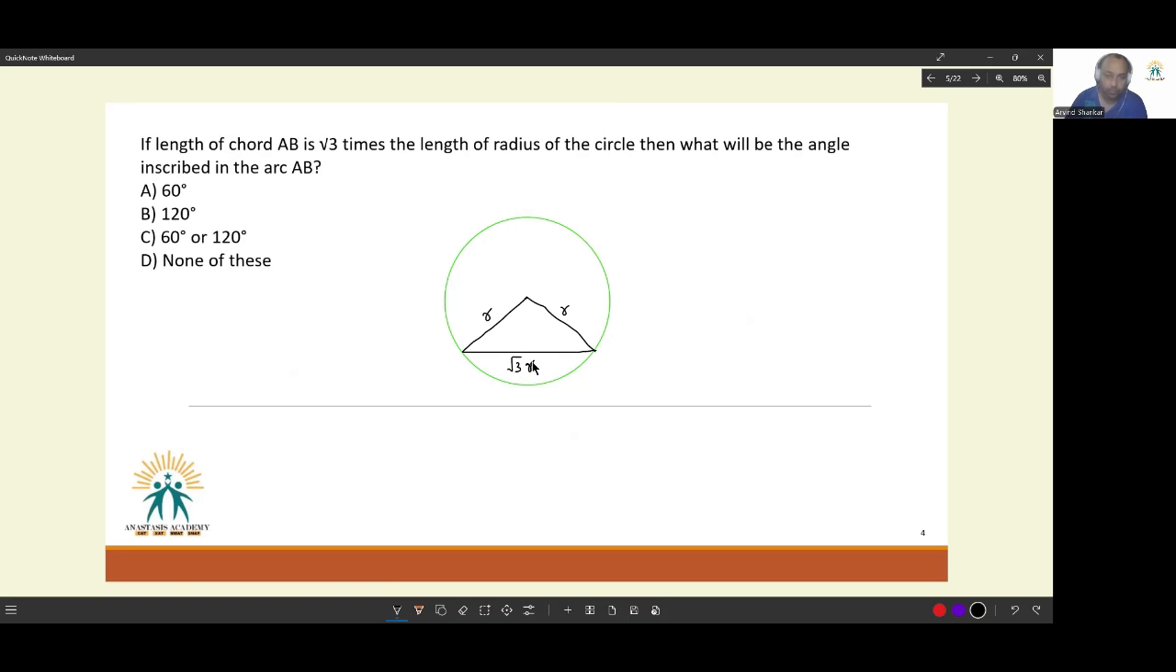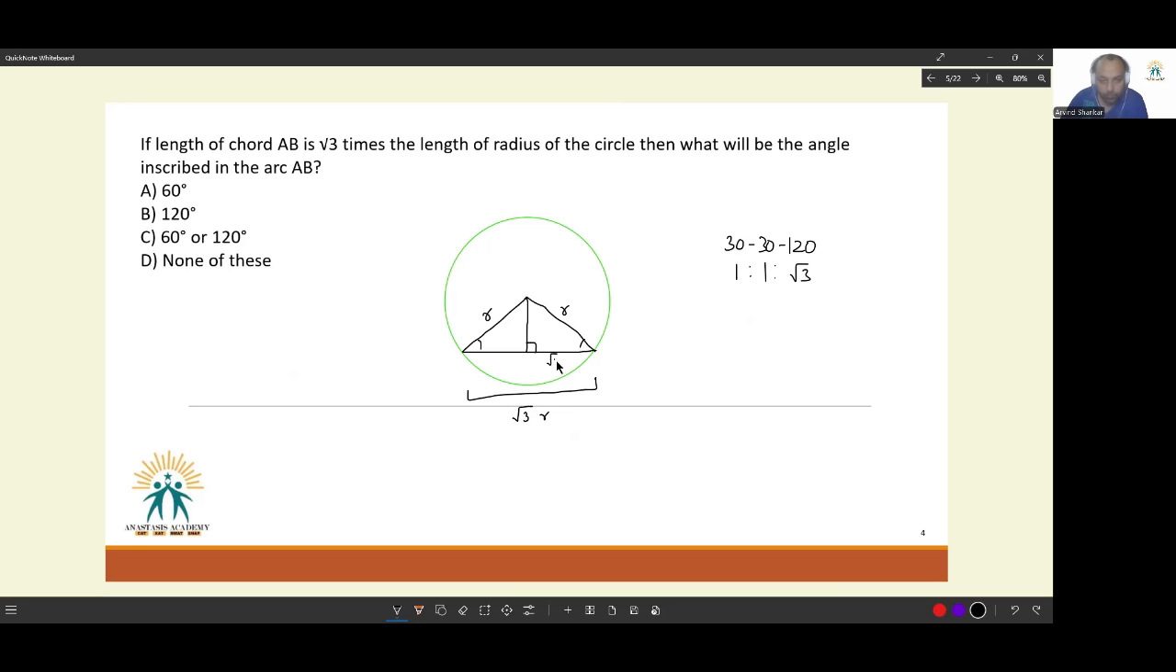If you are familiar with the 30, 30, 120 triangle, the ratio of sides there is 1 is to 1 is to root 3. And therefore, you can directly jump to the conclusion this has to be 120 degrees. These two have to be 30 degrees and 30 degrees. You can directly jump to that conclusion. If you are unfamiliar, perhaps what you can do is, let's say from here, I draw a perpendicular. Because it is a chord, the perpendicular will bisect the chord. So if this is R, this is R, this full length is root 3R.